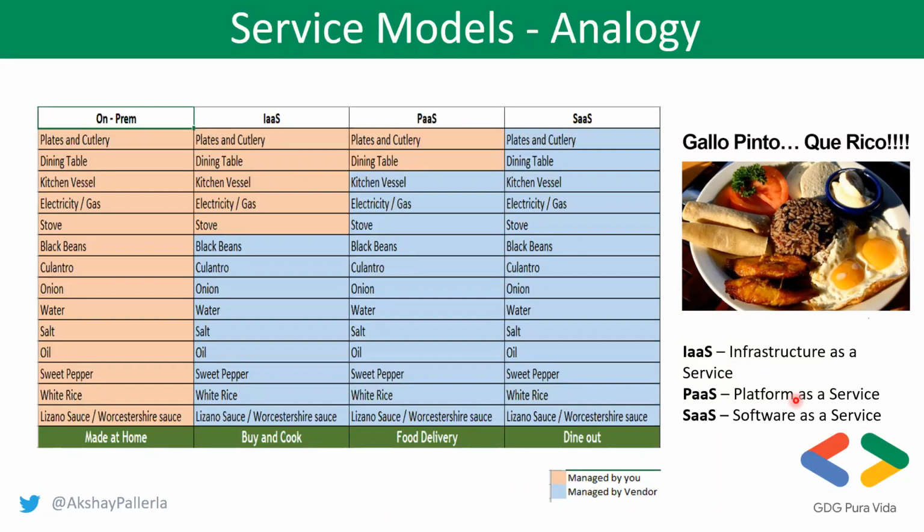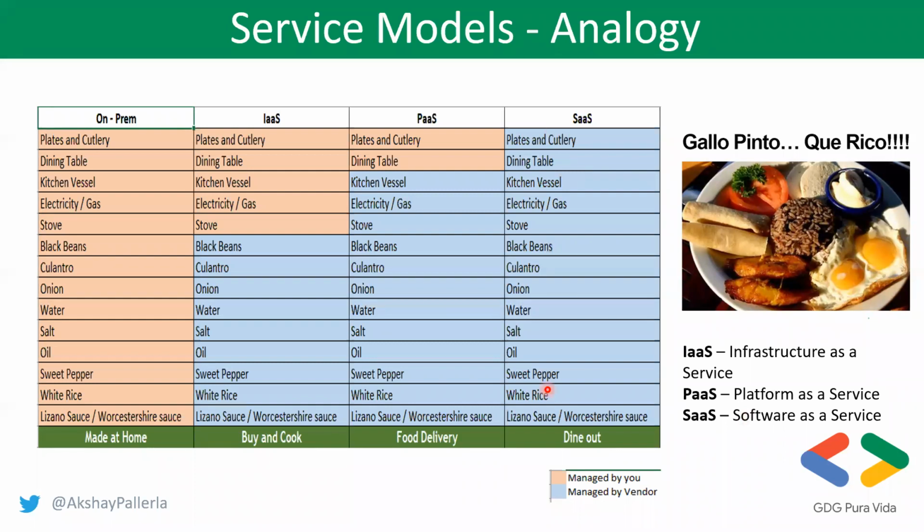There is one more option too. I just can go and dine out. I need not worry about anything at all. Even the platform, the dining table, plates and cutlery, everything will be served. I need not worry about cleaning it. I just have to enjoy the service or the product that they're offering to me. I just need to eat it responsibly, right? So that's kind of software as a service. Everything is abstracted for you.